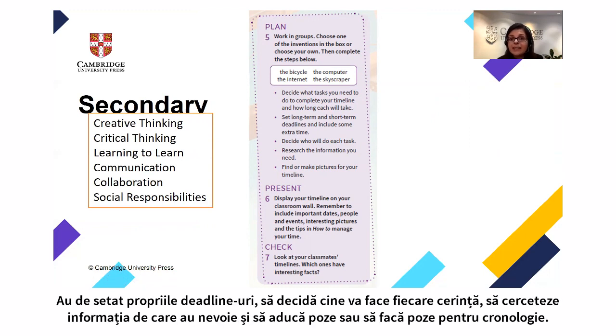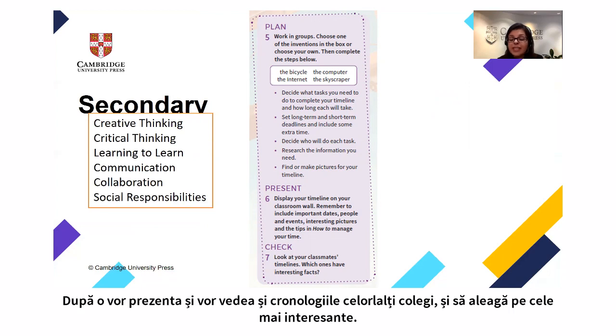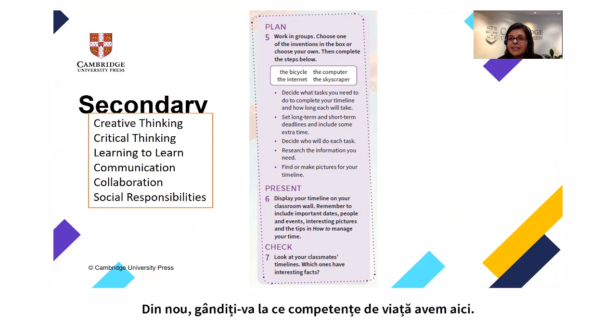They have to set deadlines for themselves, decide who's going to do each task, research the information they need, and find pictures or make pictures for their timeline. And then after that, they'll be presenting and looking at their classmates' timelines and picking out the most interesting ones. So again, have a little think about what life competencies are coming out here. Just give you a few seconds to do that.